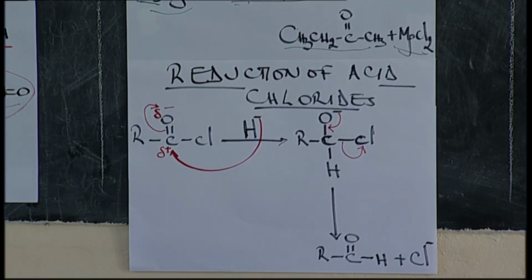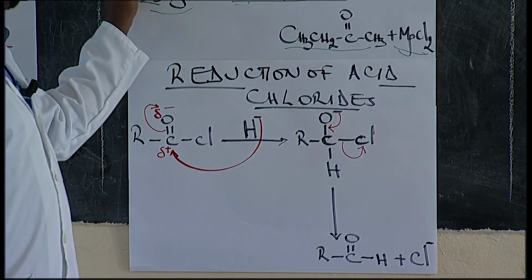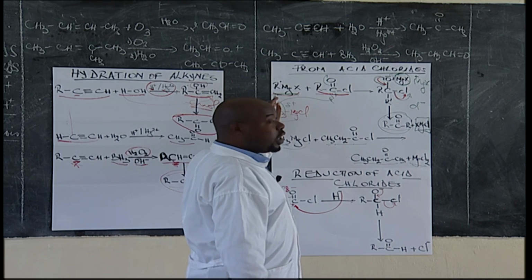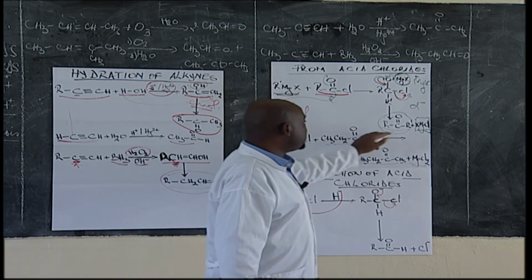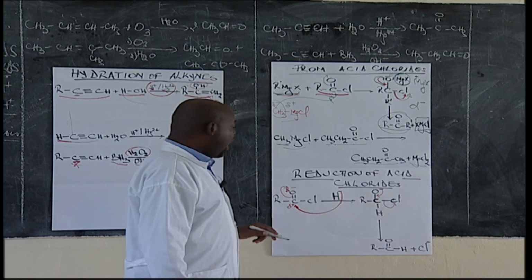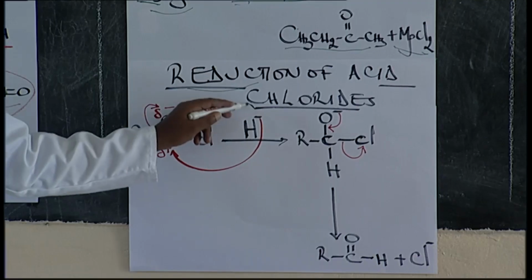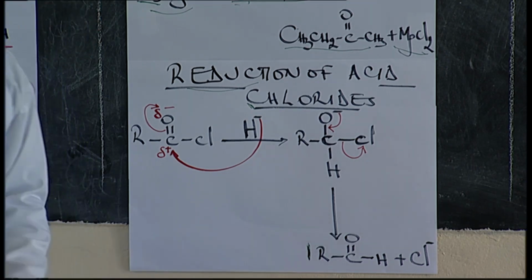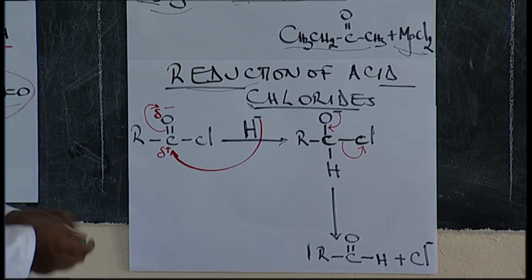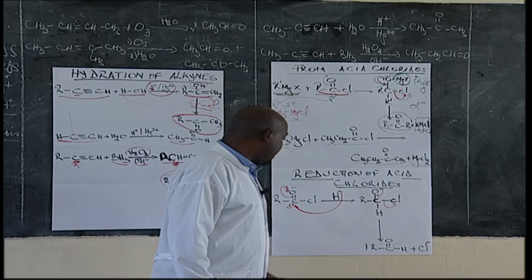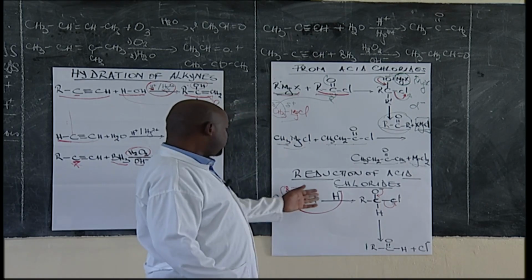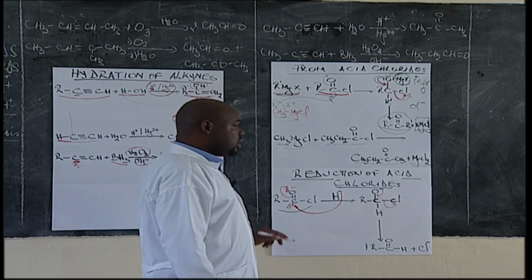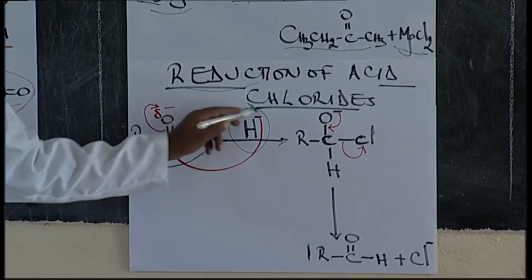It is also possible to prepare carbonyl compounds by reducing acid chlorides. There is something to be noted here. When you use organometallics and acid chlorides, you always produce ketones. And when you use the reduction of acid chlorides, you will only produce what? You will only produce aldehydes. So here we have the production of an aldehyde and a chloride ion by starting from an acid chloride. We always use this hydride.